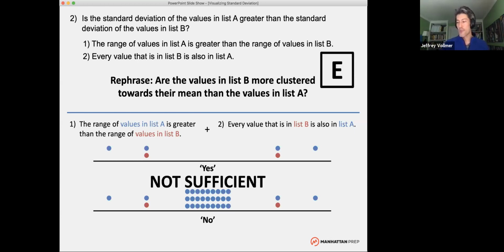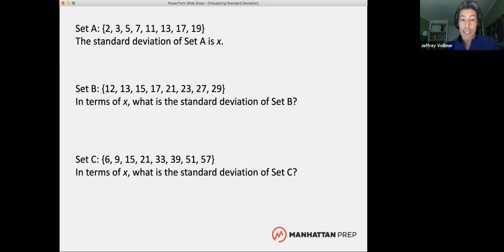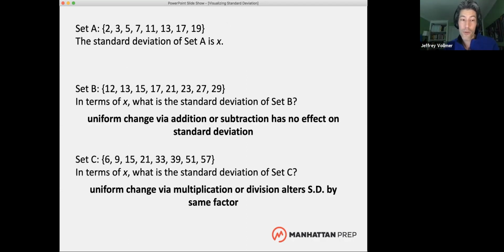Answer E. All right, last one. Last one is fun. I tried to make the physics of this somewhat correct, although I had to do some rounding. I also have no idea how much the average astronaut weighs. But this question is basically a combination of these topics. Remember where we said uniform change via addition or subtraction does not change standard deviation, and multiplication and division does. It changes standard deviation by the same factor.